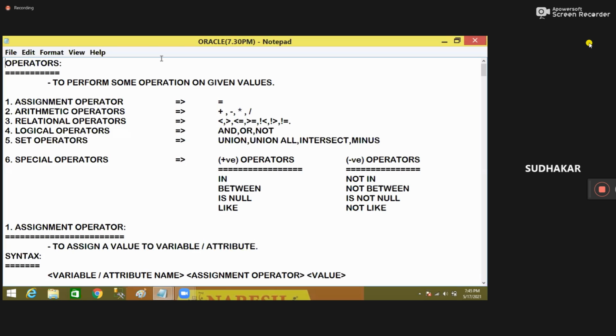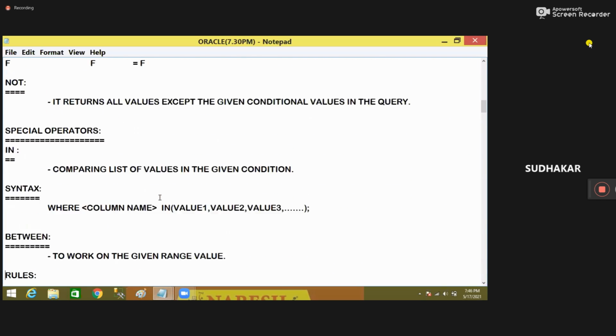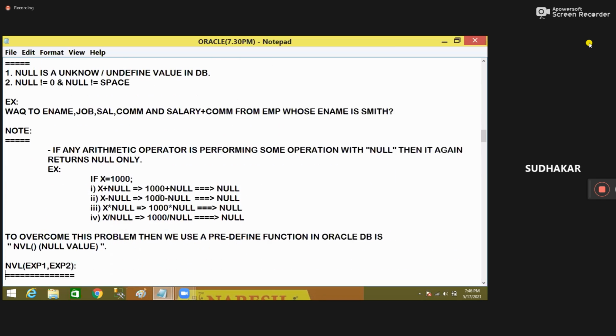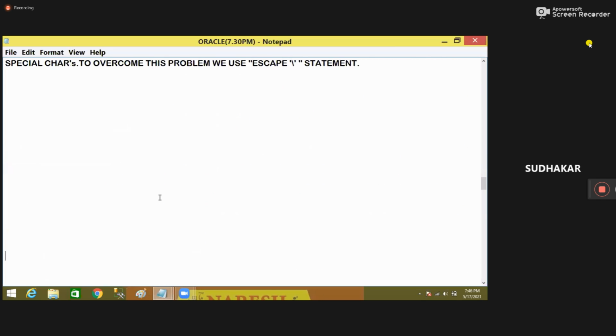Okay, right guys, in the operators concept, the last topic is set operators. Let's see how set operators are used in the database. So basically, set operators.